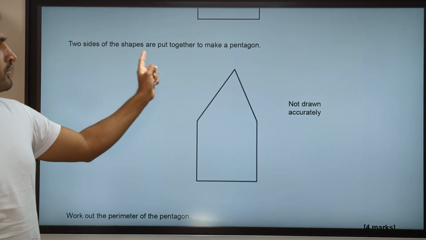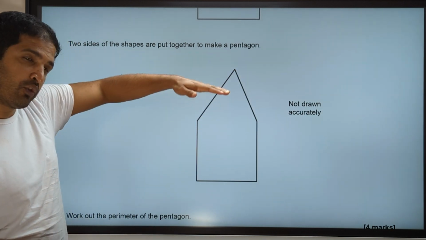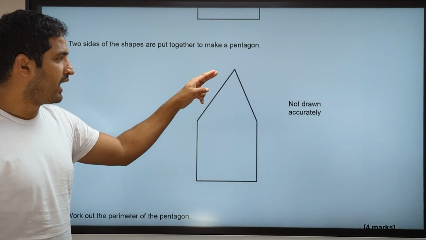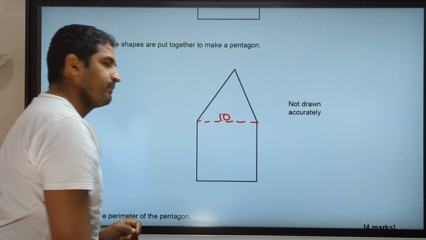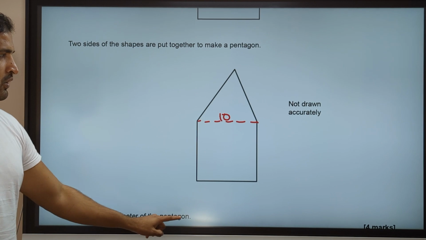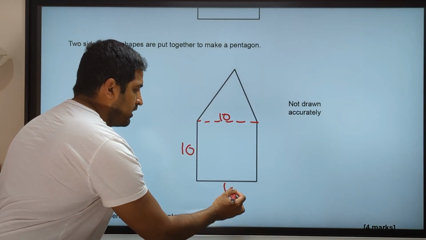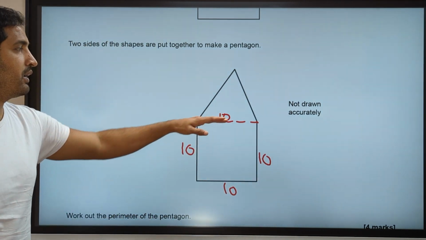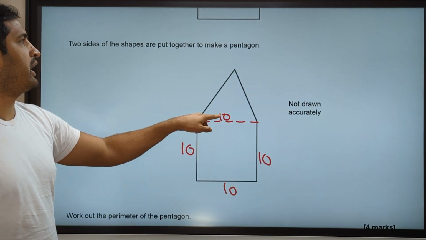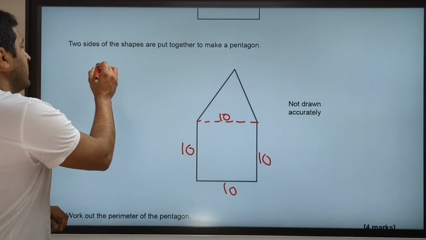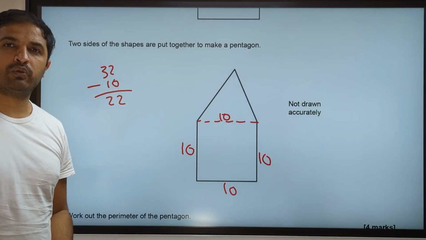So here, two of the shapes are put together to make a pentagon. The triangle fits exactly on top of the square and it makes a pentagon. So that triangle length that we're missing here has to be 10. Work out the perimeter of the pentagon. So we're losing 10 from the square. We've got these 10, 10, and 10, that's 30 centimeter. We're losing that 10 because we're removing it to make the pentagon. So if you lose 10 centimeter from 32 centimeter, you're left with 22 centimeters. So these 2 lengths have to add up to 22.